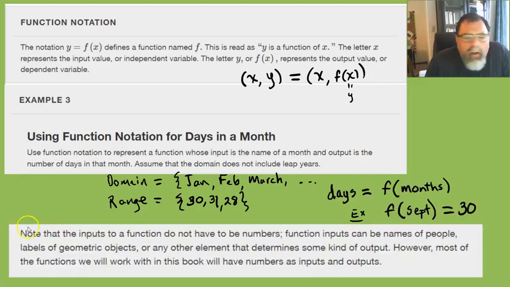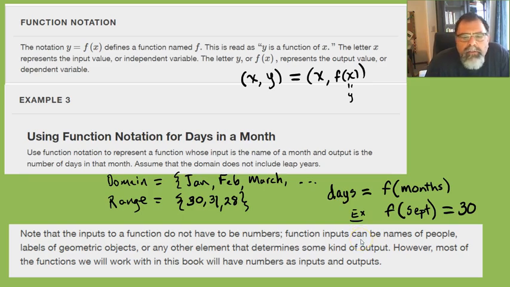And I just wanted to highlight this note from the book. Note that the inputs to a function do not have to be numbers. Function inputs can be names of people, labels of geometric objects, or any other element that determines some kind of output. Okay, so actually the outputs can't, same thing, right? You don't have to have numbers for domain or range. They can be anything, right?